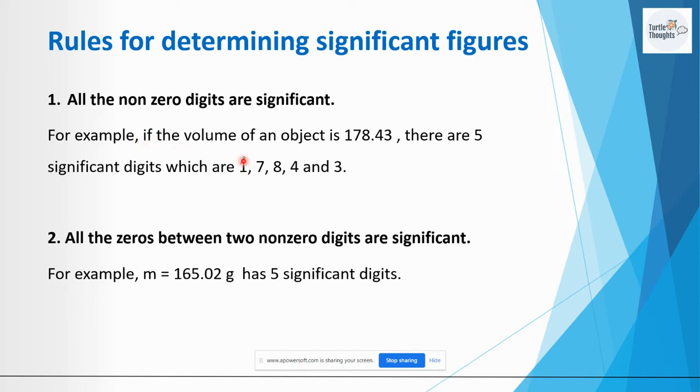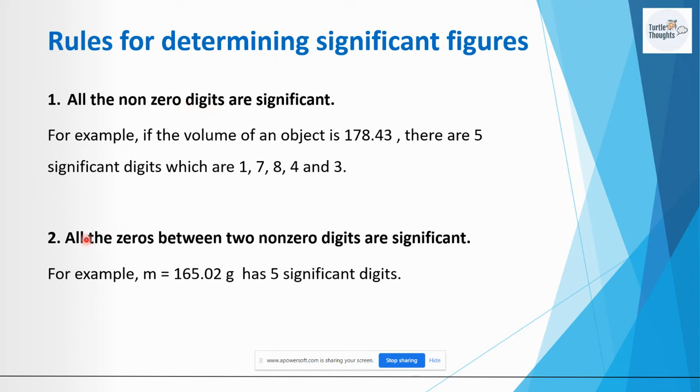For example, if we have the volume of an object to be 178.43 centimeter cube, there are five significant figures, which are 1, 7, 8, 4 and 3. In this number, no digit is a zero, meaning that all digits are non-zero, so all the digits are going to be significant. So we have five significant figures. So this is your first rule: all non-zero digits are significant.